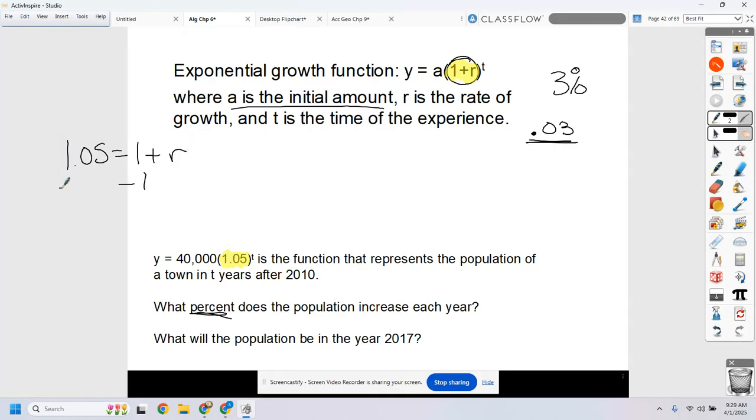So I'm going to subtract 1 from both sides. 0.05 is equal to r. Now that's as a decimal, so 5% would be my increase.